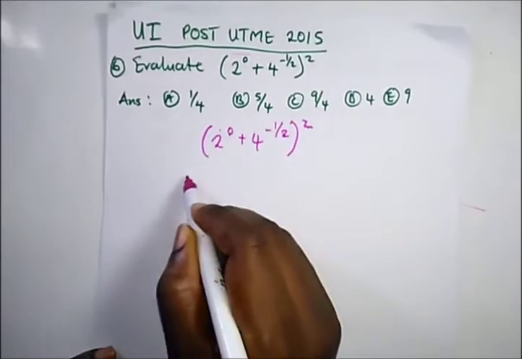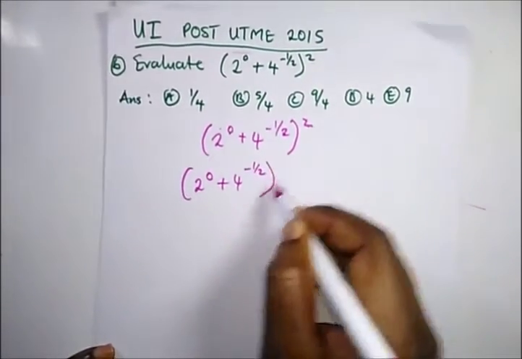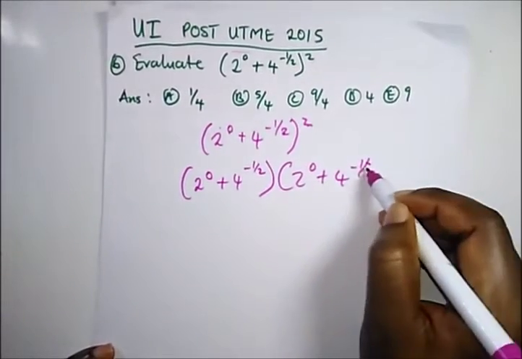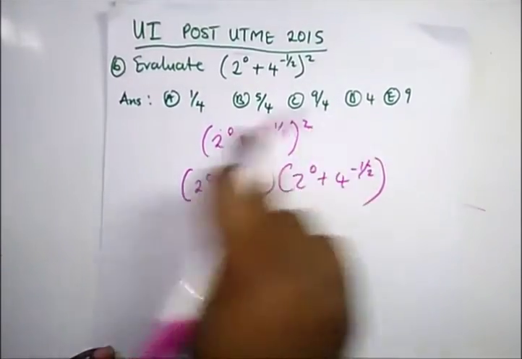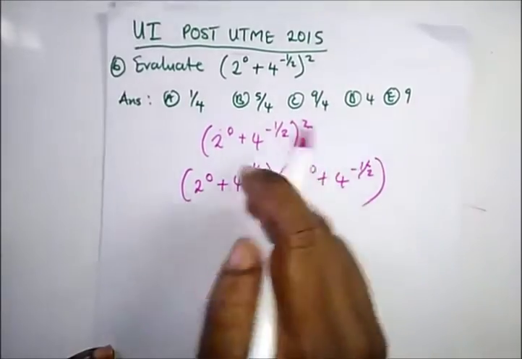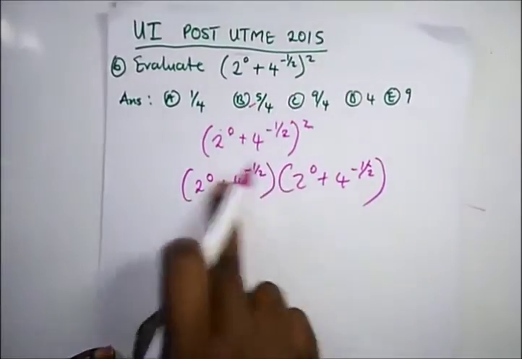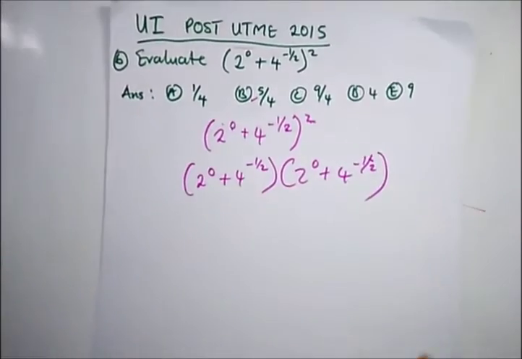Open bracket. We have to do 2 raised to power 0 plus 4 minus half, and that bracket is raised to power 2. Okay, this is the way we solve this. We don't just open the bracket and say we'll multiply this, because if you do this, the answer is in the options, but it is wrong. So you have to open this bracket and you see our correct answer in the options.